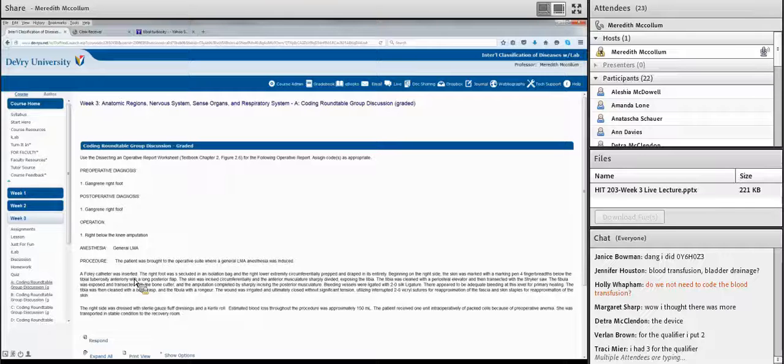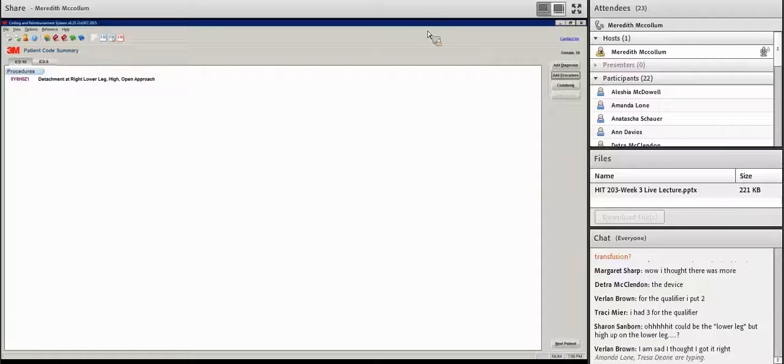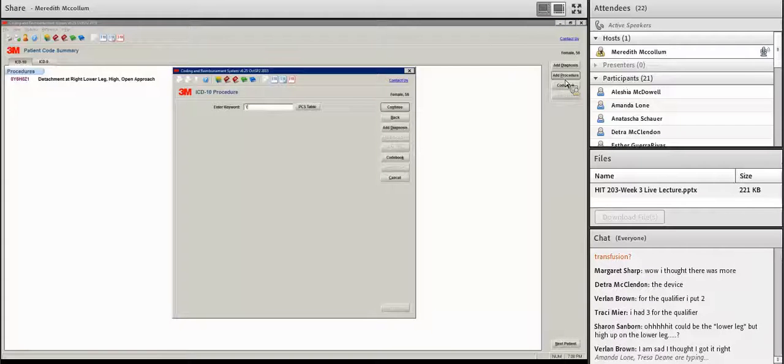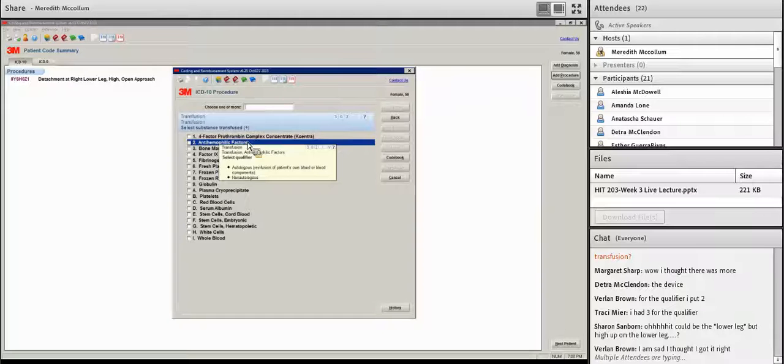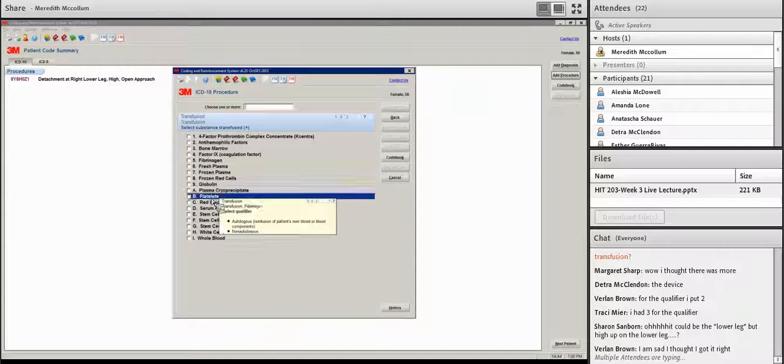from I-9 to I-10, it really changed. If you go into 3M and try to code, because what they'll say is, what did they say? Patient received 1 unit of packed cells. In I-9, yes, we could code that. But if you go now and look at it, so transfusion, and we're going to do packed cells wherever they are.